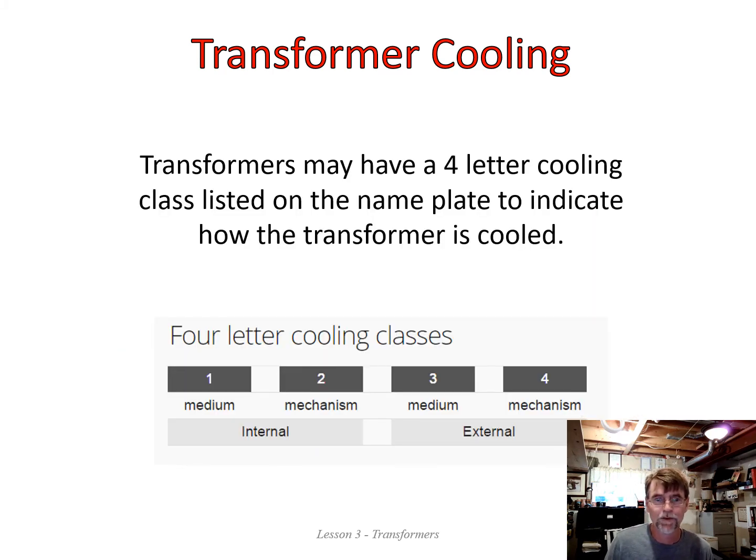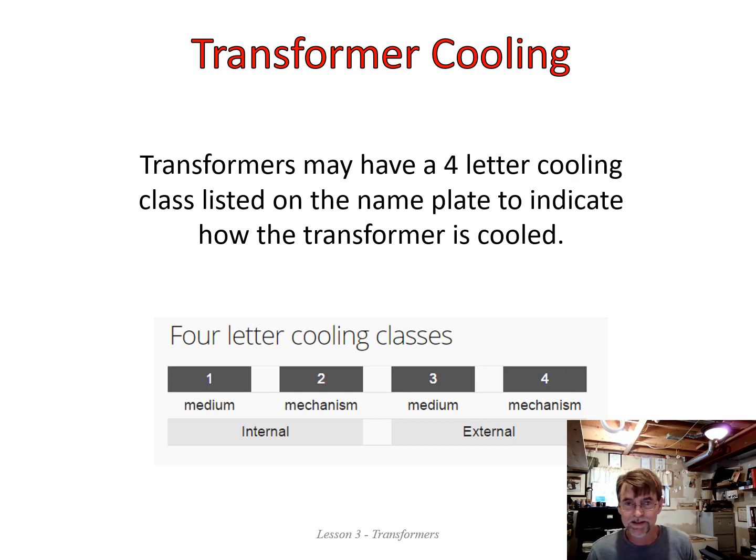The first 2 letters talk about what's happening internal to the transformer. The first letter is the medium, and typically is it air or is it oil? The second letter is the mechanism: is it passive or active? There are other various levels to this, which we'll see in the next slide, but this is basically the idea. And then external to the transformer, what is the medium and what is the mechanism?